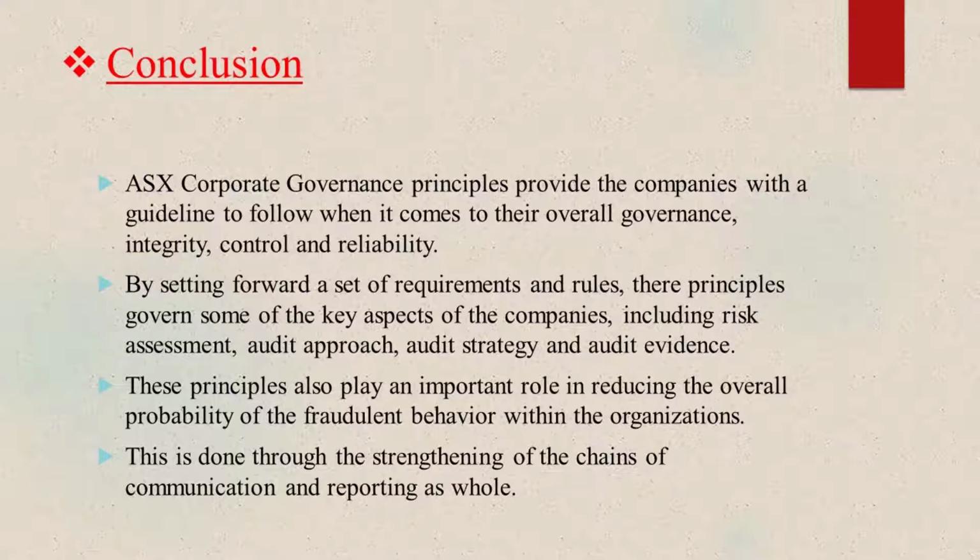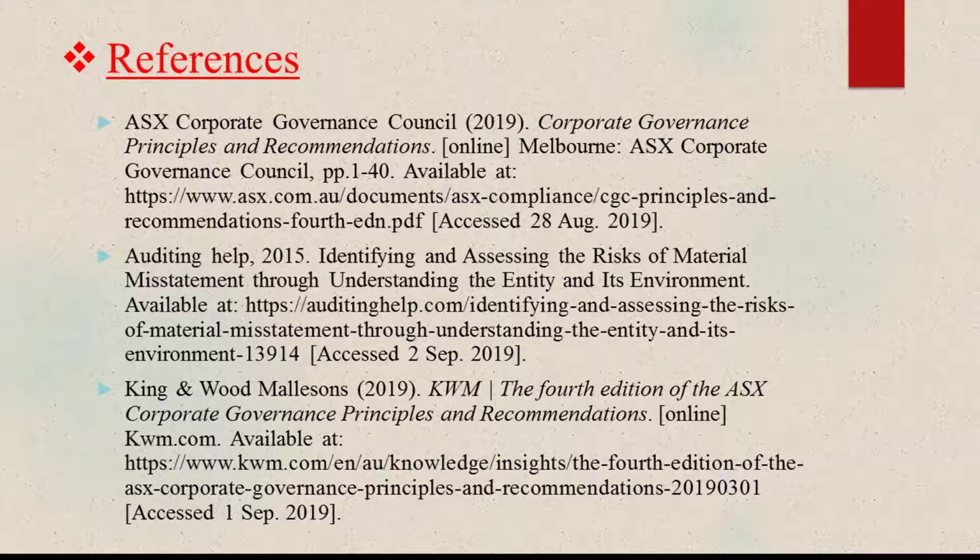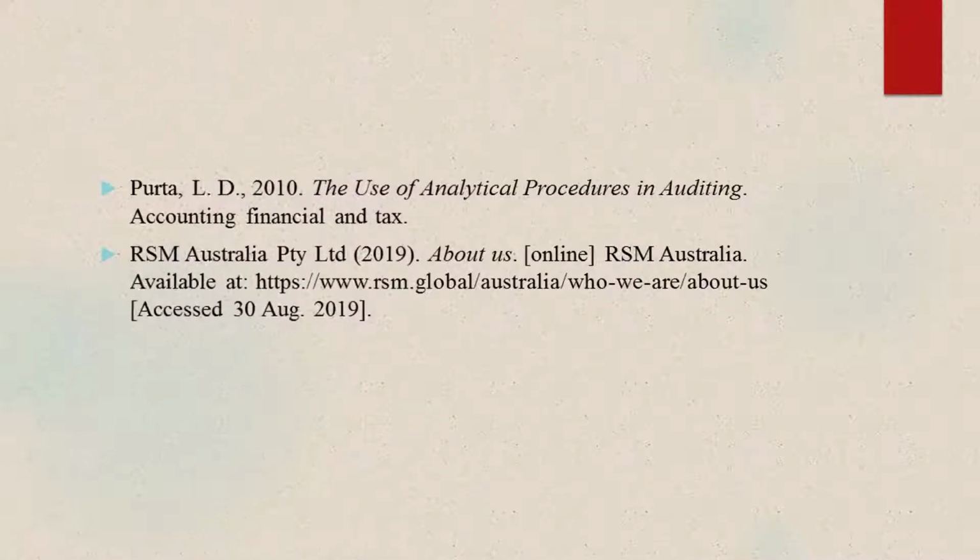The third one is that these principles also play an important role in reducing the overall probability of fraudulent behavior within the organizations. And the last one is that this is done through the strengthening of the channels of communication and reporting as a whole. So here is the list of references that we used for this assignment.